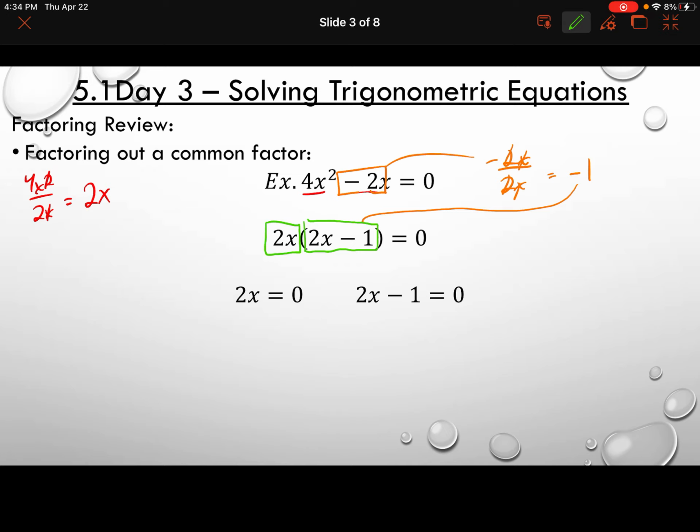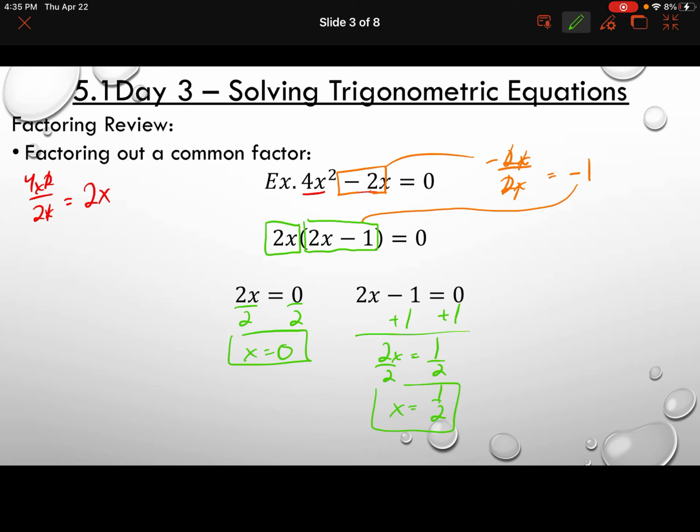Okay, because if this times this is equal to 0, that means one of these has to be equal to 0. That's the only way you're going to have a product equaling 0. So we have two equations at this point: 2x is equal to 0, and 2x minus 1 is equal to 0. So we just solve these. Divide both sides by 2, so x is equal to 0. Add 1 to both sides of the other equation, so 2x is equal to 1. Divide both sides by 2, so x is equal to 1/2.